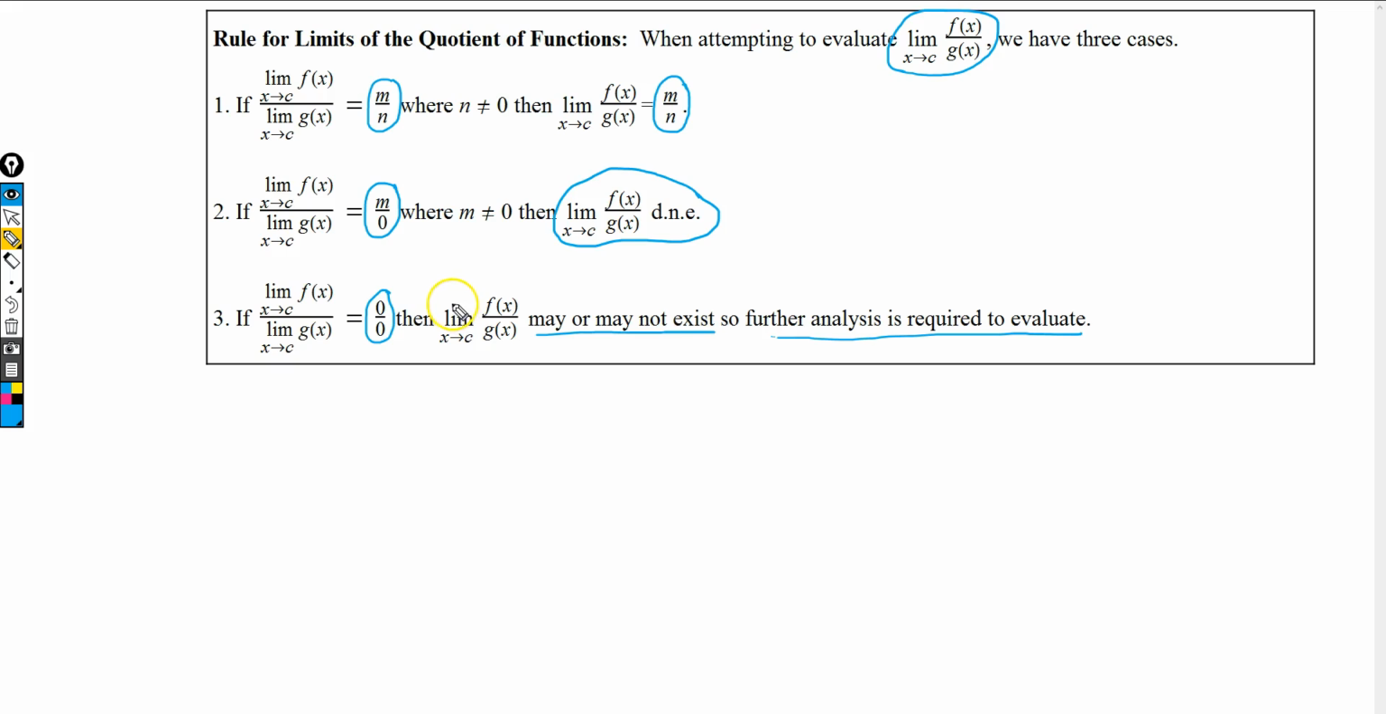Techniques like the cancellation technique and the rationalization technique, where we do a little bit of algebraic manipulation of f over g, and then we'll be able to evaluate the limit. So that'll be in another video as well. So we have these three general rules that we can follow. All right.